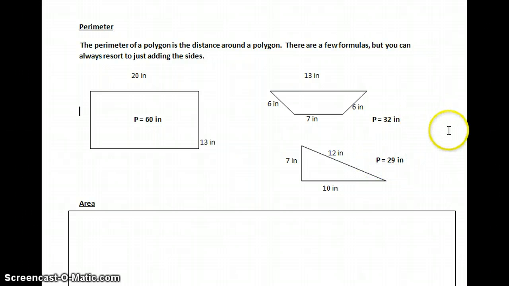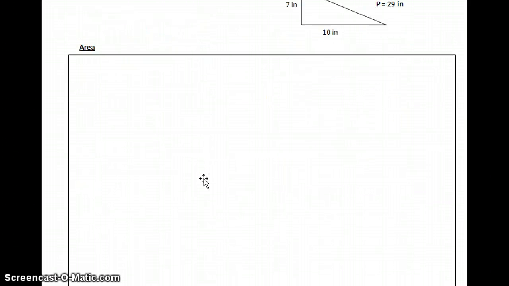So perimeter is pretty straightforward. Just be careful if you have some type of figure with 5, 6, 8, or 10 sides that you're careful as to which ones you've added so you don't accidentally add them more than once. So now let's go over area.